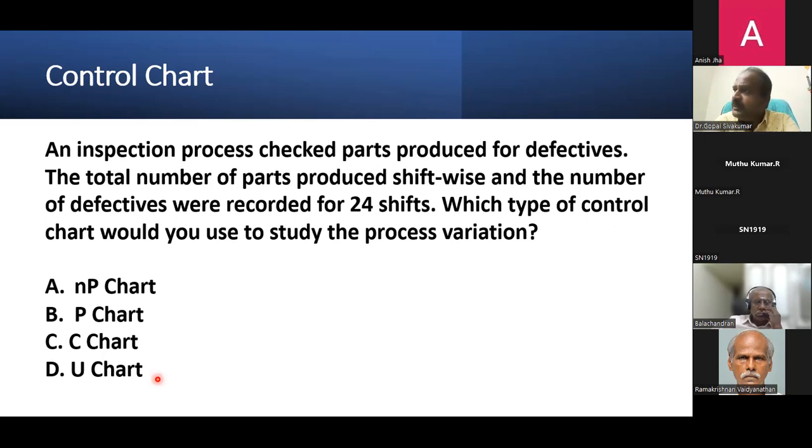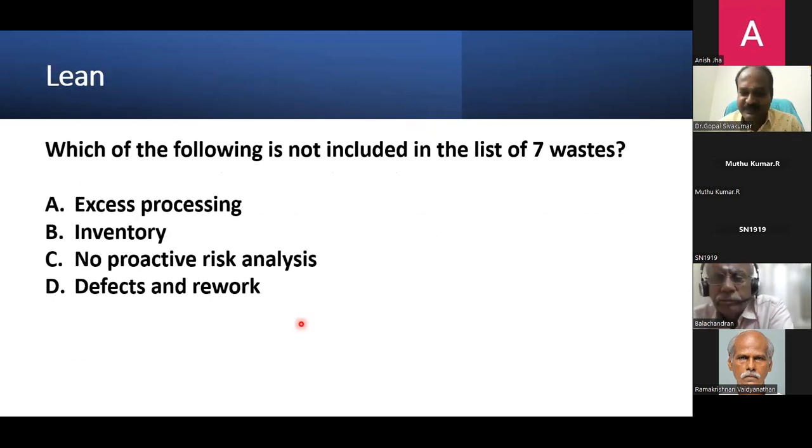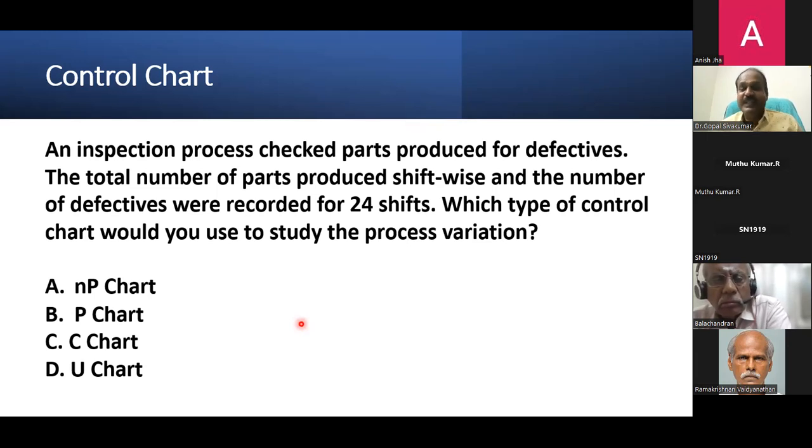Now let us take another case. An inspection process checked parts produced for defectives. The total number of parts produced shift-wise and the number of defectives were recorded for 24 shifts. Which type of control chart would you use to study the process variation? Defectives. NP chart. What is the requirement to go for an NP chart? Sample size must be constant.